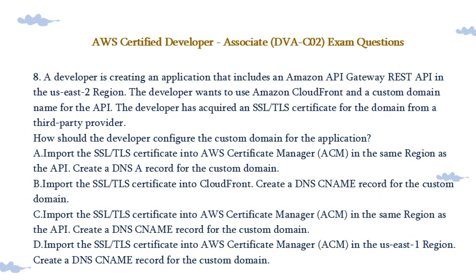A. Import the SSL/TLS certificate into AWS Certificate Manager (ACM) in the same region as the API. Create a DNS record for the custom domain. B. Import the SSL/TLS certificate into CloudFront. Create a DNS CNAME record for the custom domain. C. Import the SSL/TLS certificate into AWS Certificate Manager (ACM) in the same region as the API. Create a DNS CNAME record for the custom domain. D. Import the SSL/TLS certificate into AWS Certificate Manager (ACM) in the US East 1 region. Create a DNS CNAME record for the custom domain.